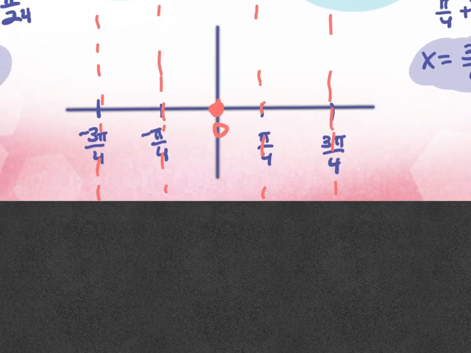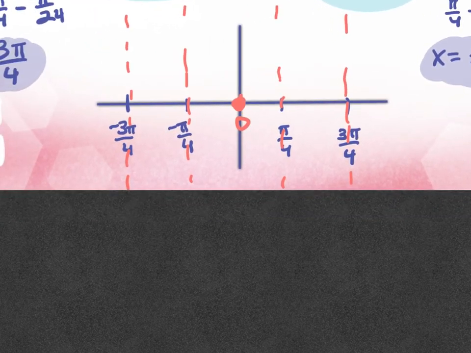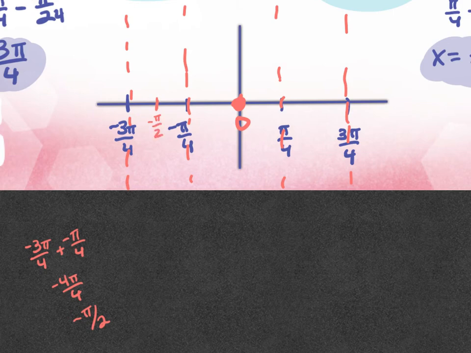Halfway between negative 3 pi over 4 and negative pi over 4, let me just show you. Negative 3 pi over 4 plus negative pi over 4. So I'm going to find the midpoint: add them together and then divide by 2. So this is negative pi over 2. Do the same thing with pi over 4 and 3 pi over 4. Add them together, and then divide by 2. That's how we find the midpoint.